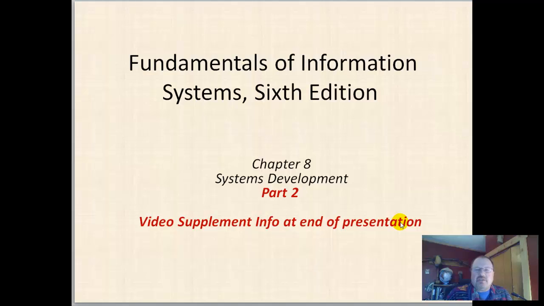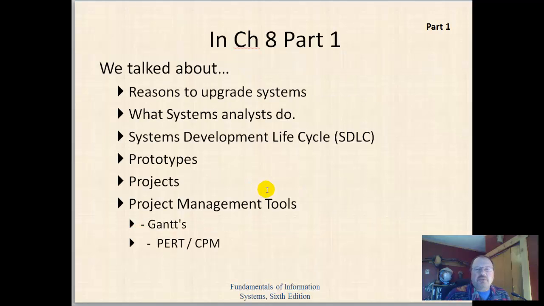BMIS 270. This is the second part of Chapter 8, and this covers systems development. The first part of Chapter 8, just to recap it, we talked about reasons to upgrade, what systems analysts do, the systems development lifecycle, that's SDLC, so when you see the acronym, that's what it means. Prototypes, projects, project management tools, and specifically Gantt charts and PERT CPM charts.